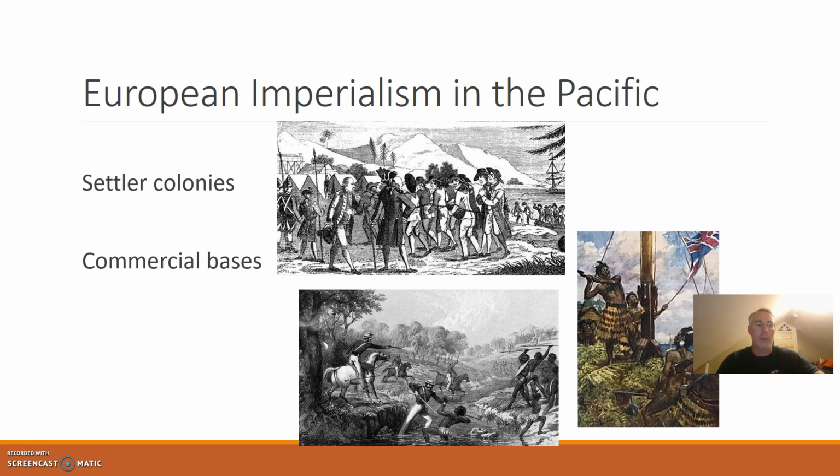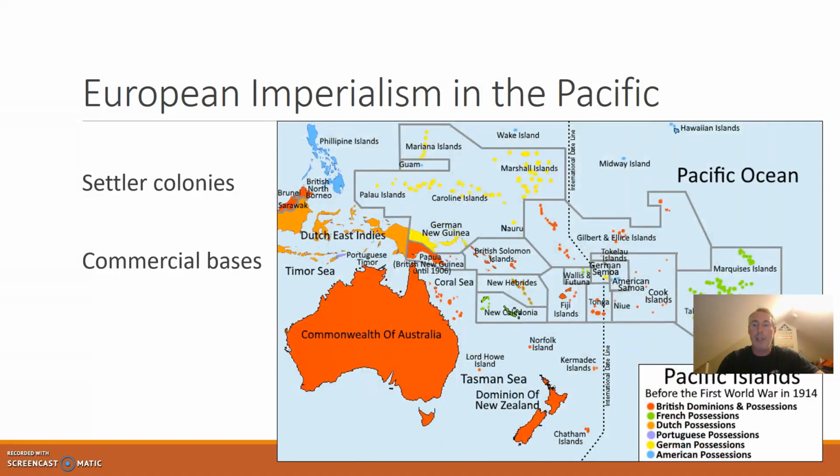Europeans also looked for ports for steamships making voyages across the Pacific. And these Pacific islands weren't just about strategy. There was also wealth from resources such as sugar plantations in Hawaii and Fiji, and vegetable oil from Samoa. The Berlin Conference that we're going to talk about in the next video, when it divided up Africa, wasn't just about Africa. Europeans divided up the Pacific as well. You can see by the map here.